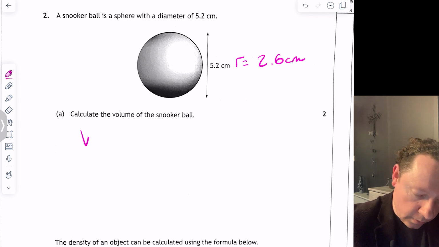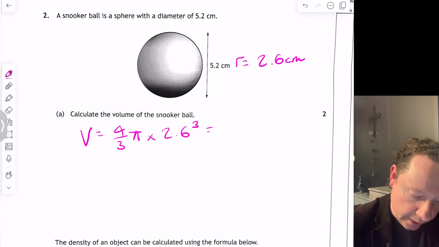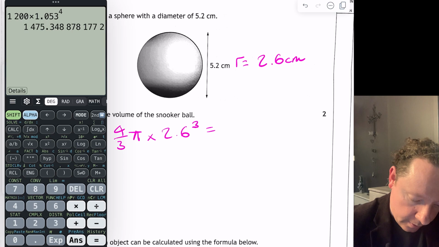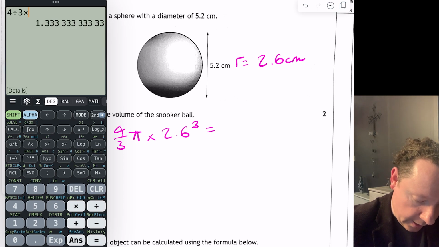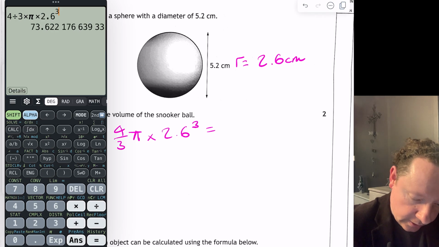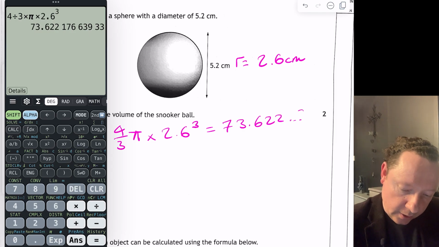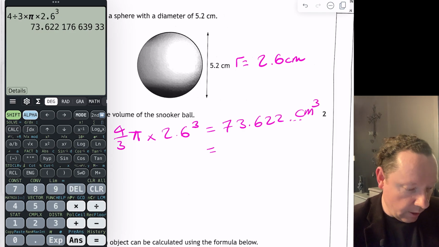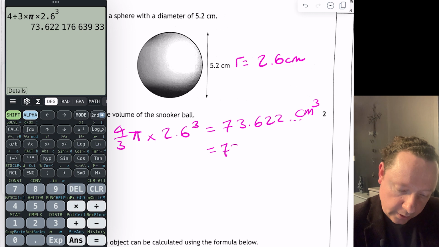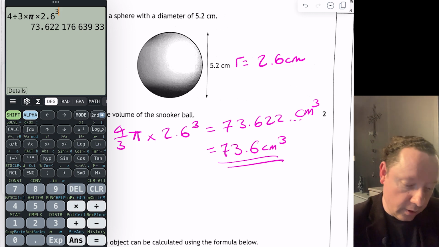So volume is 4/3 pi times r cubed, which is 2.6 cubed. So again, calculator job for that. 4 divided by 3 times pi times 2.6 to the power of 3. I get 73.622, bunch of numbers. Centimetres cubed I'll put here, but we can round that if you want. 73.6 seems reasonable, so I'll just round that so I don't have to constantly go back and type in all the numbers in the calculator.